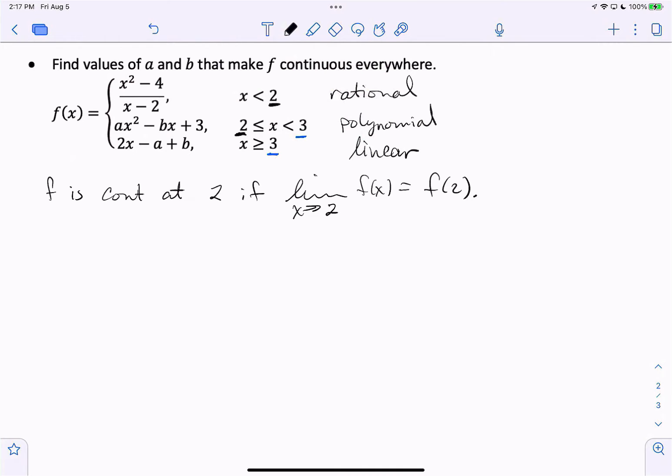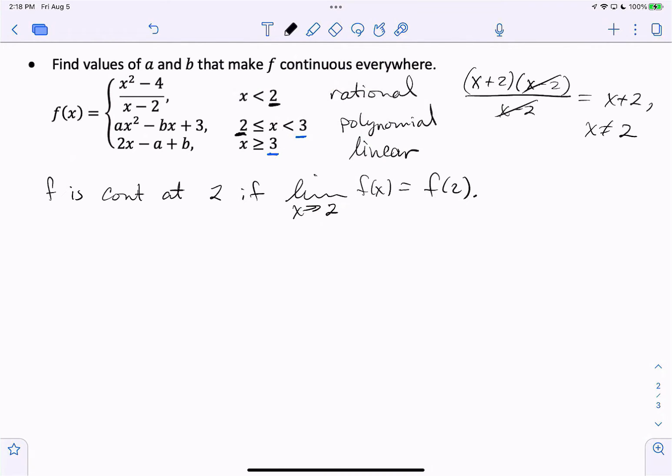In order to find f of 2, I'm going to go ahead and note that we can factor the numerator into x plus 2 times x minus 2. The denominator is x minus 2. That divides out, and so we're left with x plus 2, as long as x is not equal to 2. We're going to figure out what f of 2 is by finding the limit as x approaches 2.